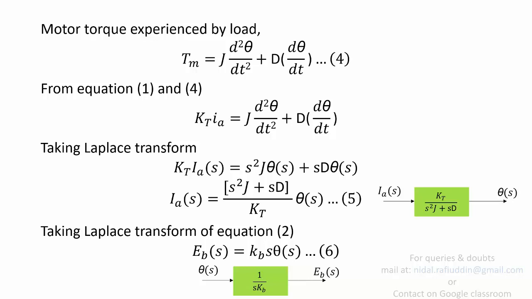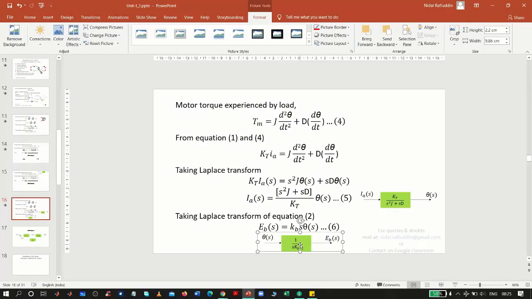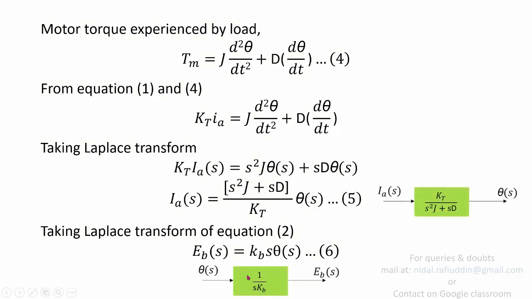sorry, there is a correction, it should not be 1 upon SKB, rather this should be SKB. Here is a slight correction. I have written here 1 upon SKB, but it should be SKB in the numerator. So theta multiplied by SKB will give you EB(s).